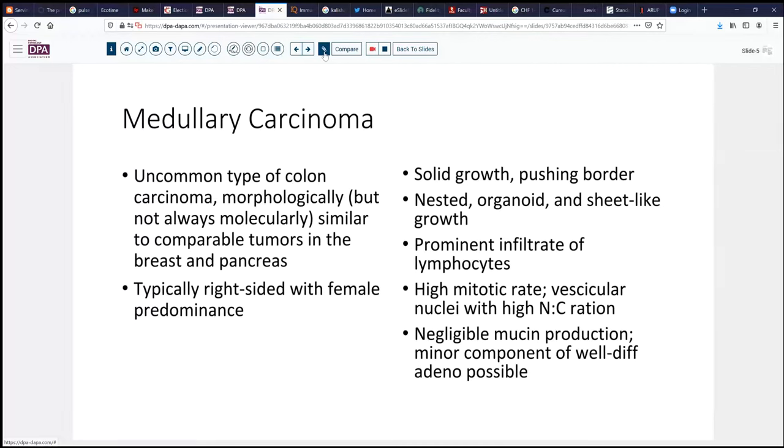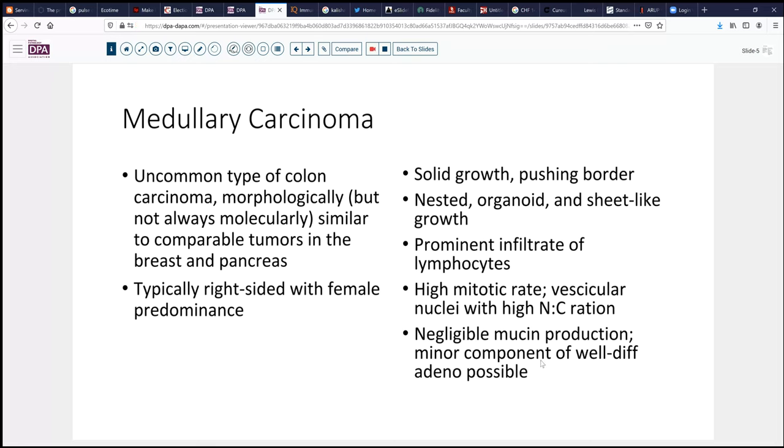Medullary carcinoma, as you'll recall, is a distinctive though uncommon type of colon carcinoma, which is morphologically similar to medullary type tumors that can be seen in the breast and pancreas. Of course, those are not molecularly identical by any means. But typically, this is a right-sided lesion with a predominance of females. It does tend to have solid growth with a sort of pushing border with nested or organoid or sheet-like patterns. And then, strikingly, this prominent infiltrate of lymphocytes, high mitotic rate, vesicular nuclei with a very high N/C ratio, and no evidence of mucin production, really.